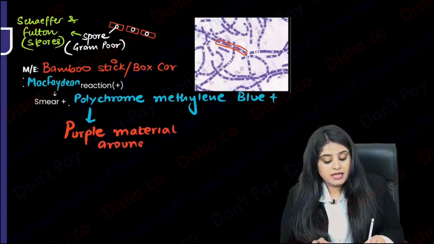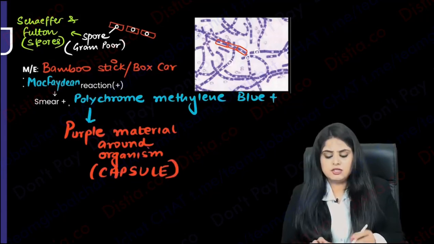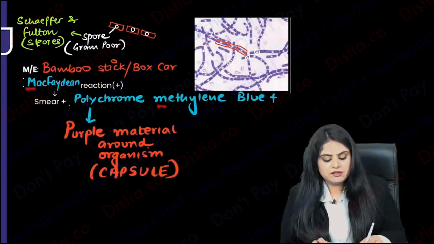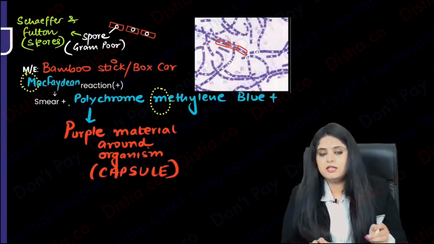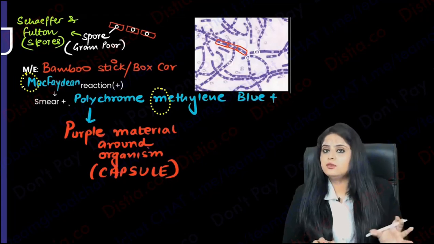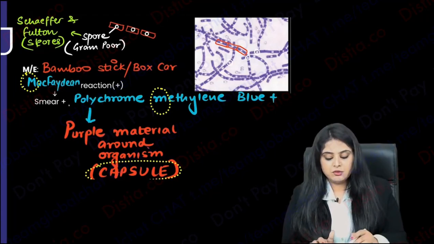That is going to be the capsular material. Around the organism, if you start seeing some purple material, it means there is a capsule. That is only seen if the capsule is present. So that is known as the McFadyean reaction. The simple question comes, McFadyean, which stain will you use? So you will say M for methylene blue, M for McFadyean. So the polychrome methylene blue is used as the McFadyean stain, and this is going to be indicative of the capsule. So one picture is done.